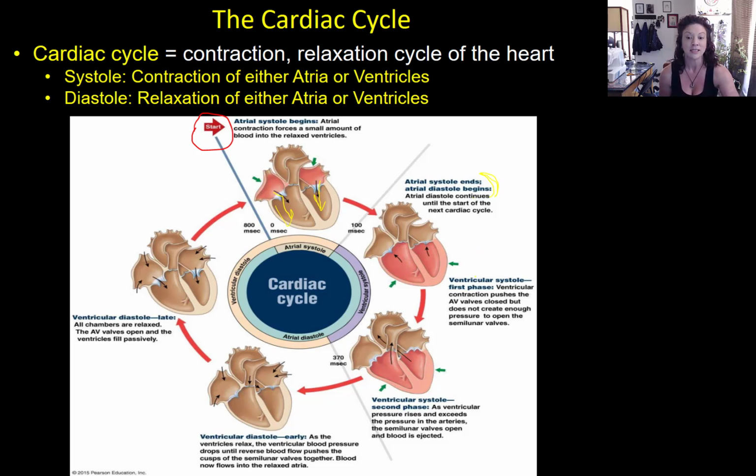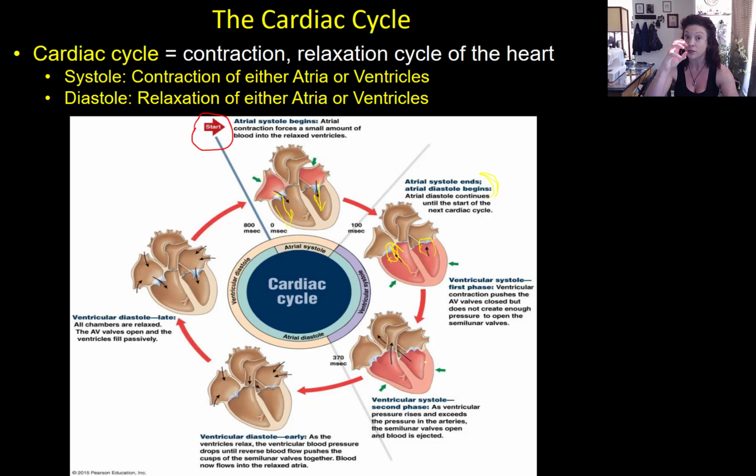As atrial systole is ending, ventricle systole is beginning, and we actually divide ventricle systole into two phases. In the first phase, as the ventricles first start to contract, they generate just enough pressure to force these AV valves closed again. So blood pushes back up against the atrioventricular valves, forcing them to close to prevent that backflow that we want to avoid.